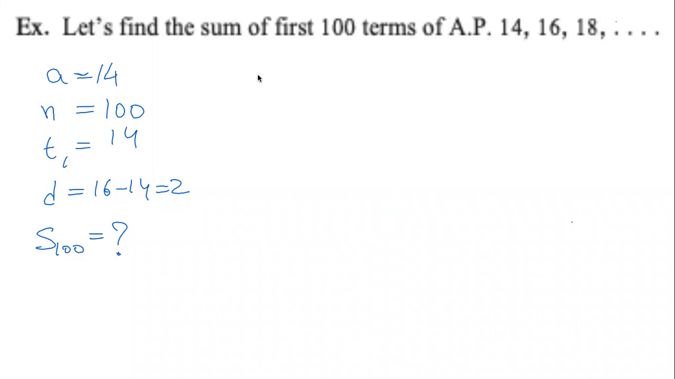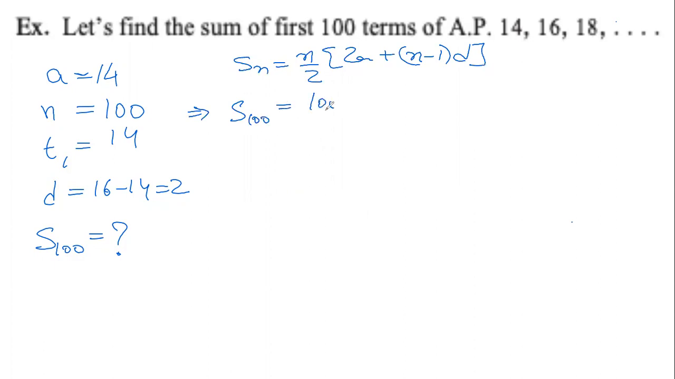So if we use the first formula, we know S of n equals n by 2 within brackets 2a plus n minus 1 into d. We have already found out a, n, d, everything. So we can say S100, which we have to find in this question, S100 equals 100 by 2. Now 2 into 14 plus again n is 100, so 100 minus 1, and d we have found out as 2.